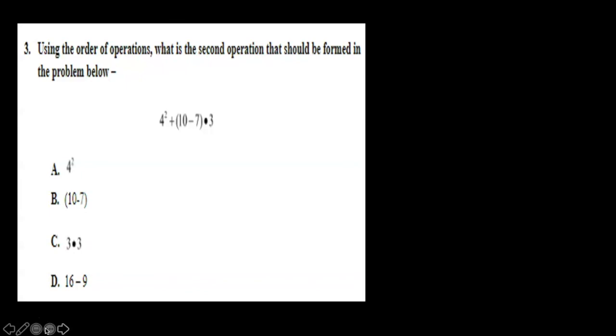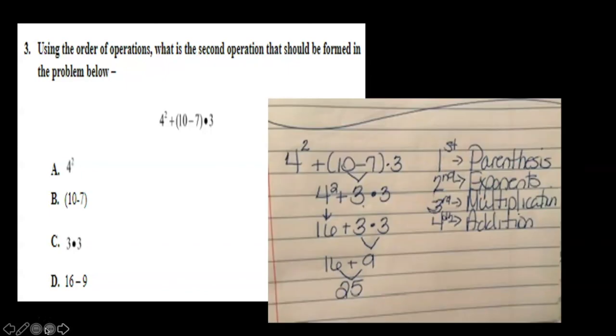So if we're looking at this one, using order of operations, what is the second operation that should be performed in the problem below? Again, thinking about writing everything out. So if we're thinking about order of operations, we have grouping, exponents, multiplication or division, addition or subtraction, both of those components, whichever comes first from left to right. So I wrote it out just because I love doing the math and I wanted to get my solution. However, the question just asked for the second operation that should be performed to get the answer.